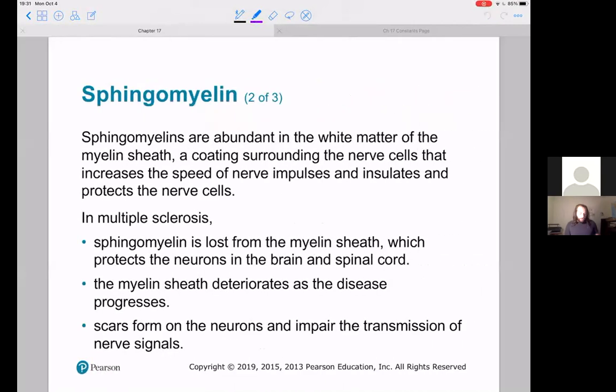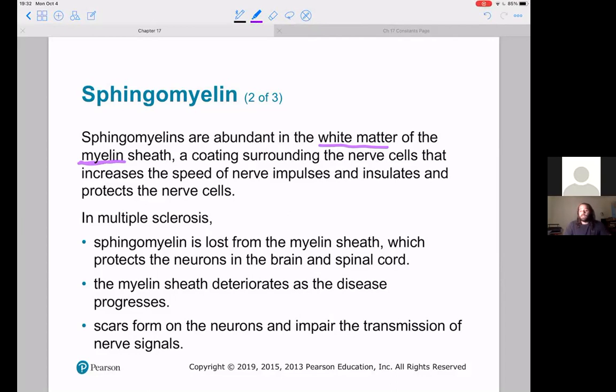Again, you can see how they get the name sphingomyelins, because they're present in myelin sheaths, which is the long part of a nerve cell. They're also very present in white matter, which is in the brain. Again, kind of a nerve cell deal. They increase the speed of neuroimpulses as well as insulate and protect the nerve cells. And that protection is a fairly important role.